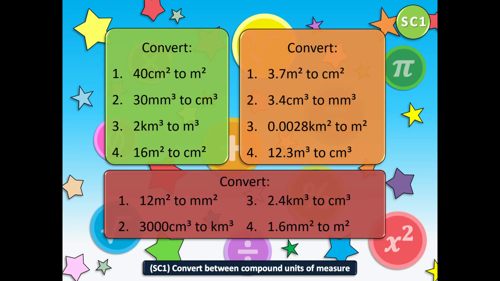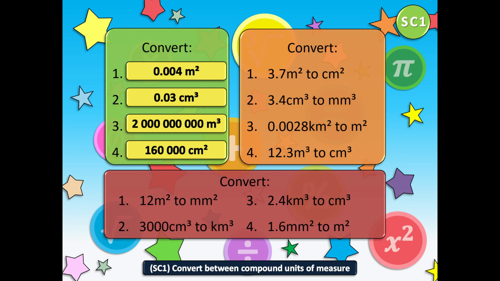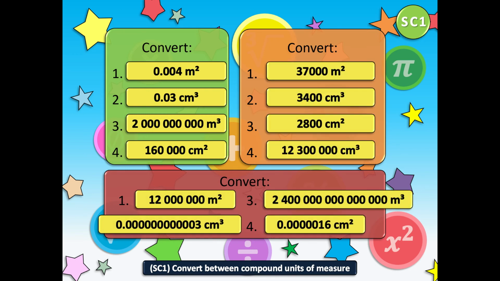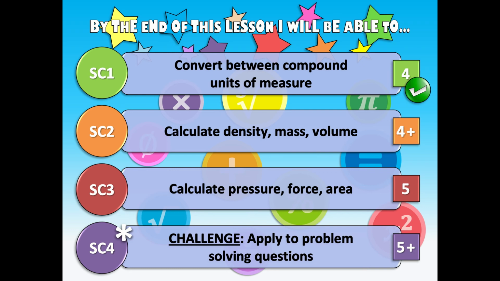Here are some questions for you to have a go at. Pause the video, and when you're ready to mark your work, press play. Here are your answers. There's your green answers, there's your amber answers, and there's your red answers. So now we've completed success criteria 1.